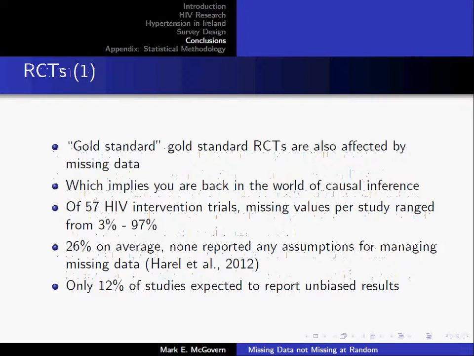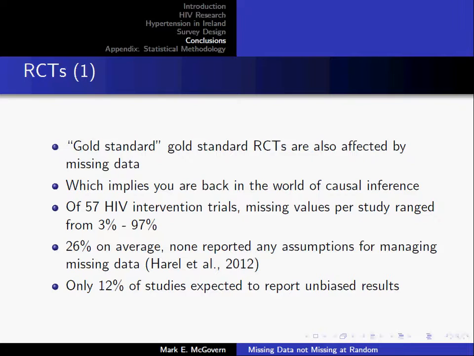I mainly concentrated on survey data, but this is also a huge issue in randomized controlled trials. So let's say you go to all this trouble of designing a randomized controlled trial, so you have the gold standard. The whole point is you don't have to deal with causal inference. But if you're affected by missing data, you're essentially back in the causal inference world. So if you've got substantial amounts of missing data, you have to worry about the validity of the results.